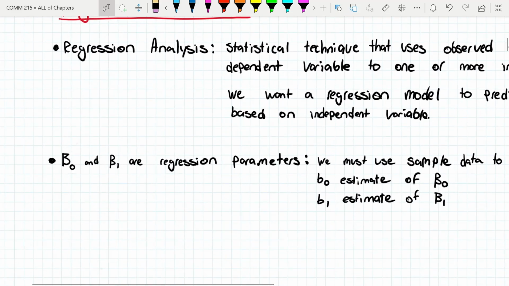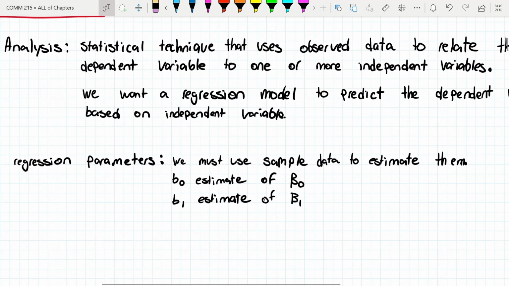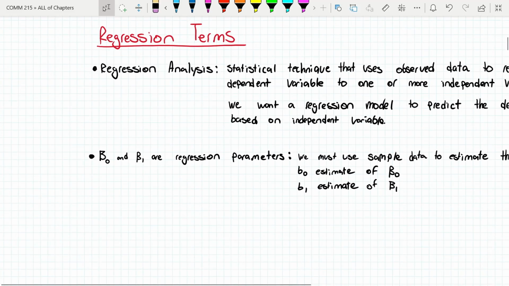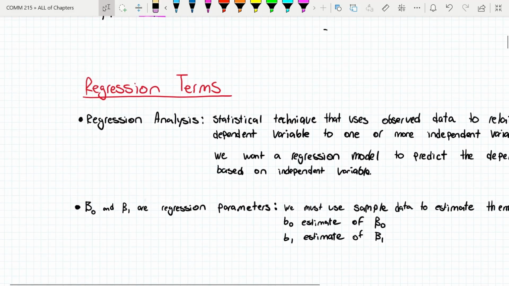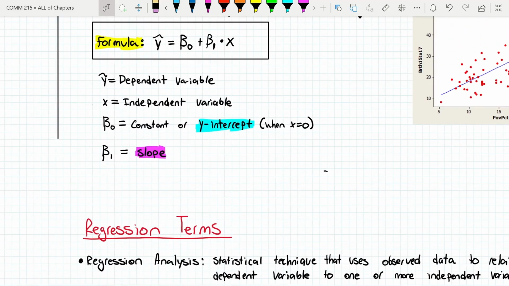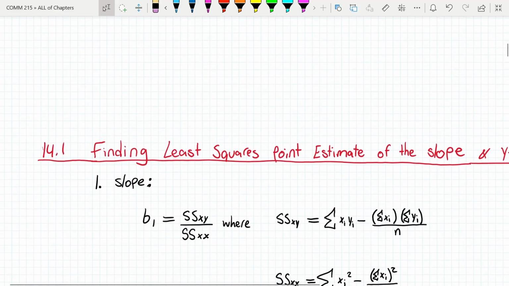So capital B0 and capital B1, or the y-intercept and slope, are regression parameters. So we must use sample data to estimate them. So we use lowercase b0 as an estimate for capital B0, and lowercase b1 as an estimate of capital B1. It's the same technique as using y hat instead of y. It's just an estimation, but it means the same thing.